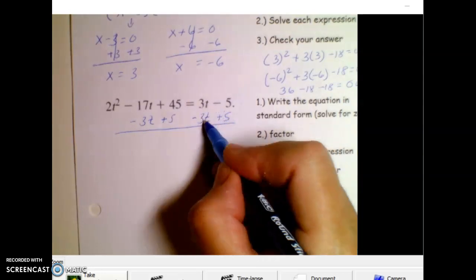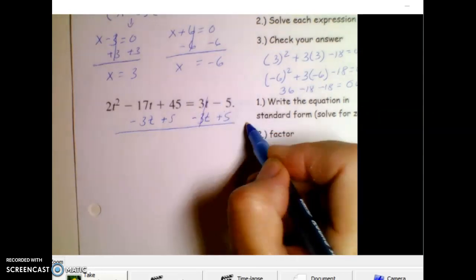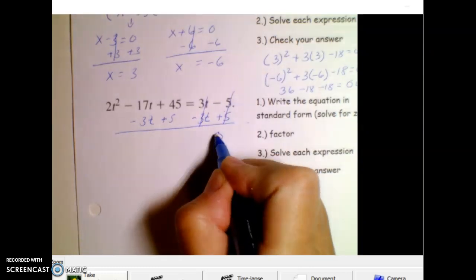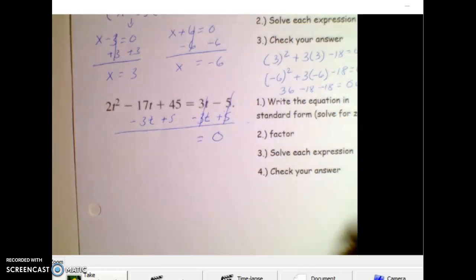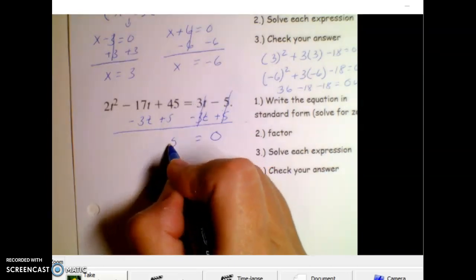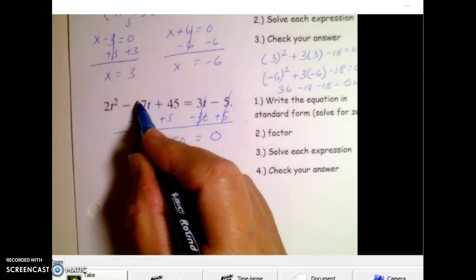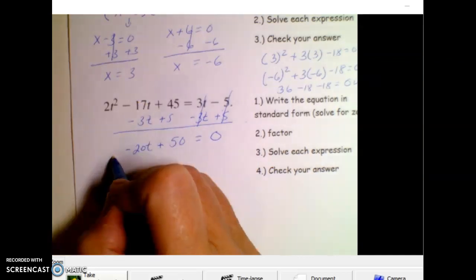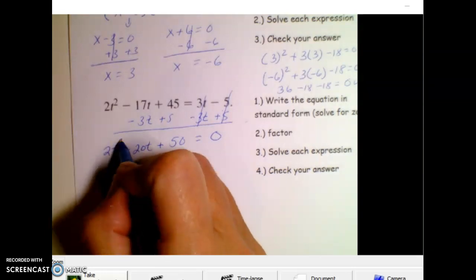If I have 3t minus 3t, that's 0. If I have a -5 plus 5, that's 0. So now I have the 0 on that side. Over here, I have 5 plus 5. 45 plus 5 is 50. I have negative 17 and negative 3 is negative 20t, and I have 2t squared.